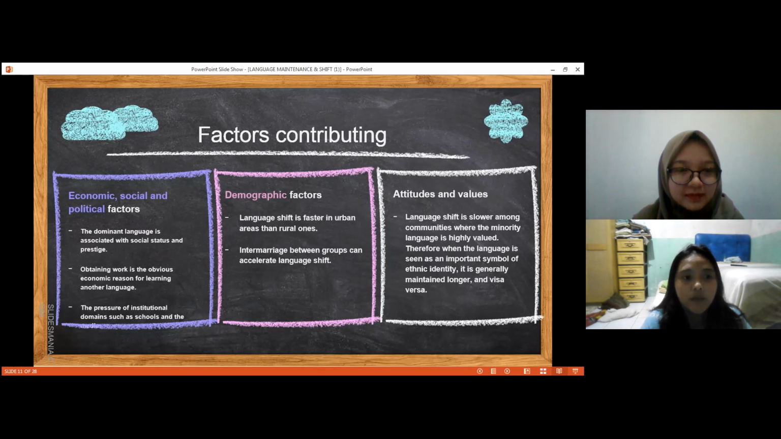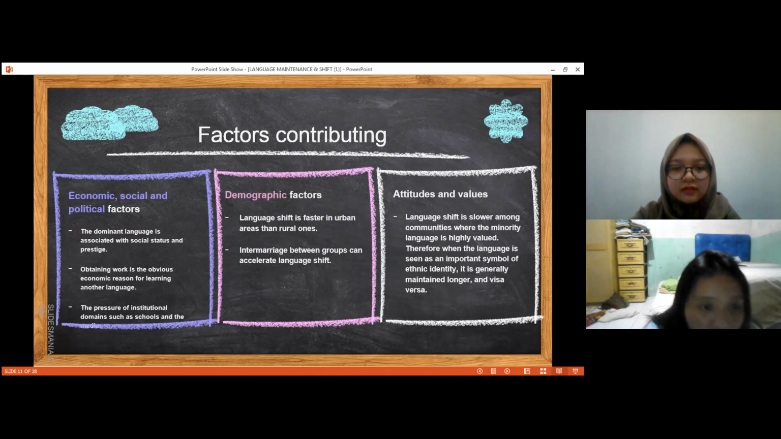Economic, social, and political factors, I can explain, is that the dominant language is associated with social status and prestige. Obtaining work is the obvious economic reason for learning another language, and the pressure of institutional domains such as schools and the media.